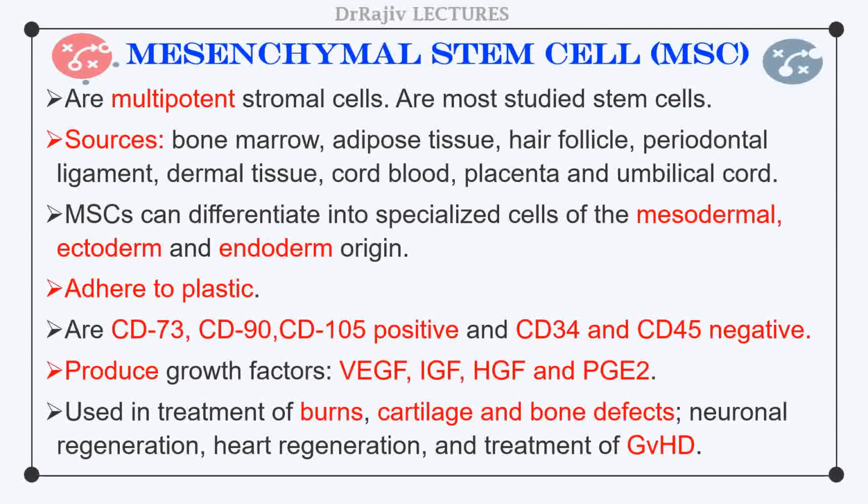Mesenchymal stem cells possess the greatest potential for tissue culture and regenerative medicine applications. These can be obtained from a variety of tissues, including bone marrow, adipose tissue, hair follicle, periodontal ligament, dermal tissue, intervertebral disc, amniotic fluid, cord blood, placenta, and umbilical cord.